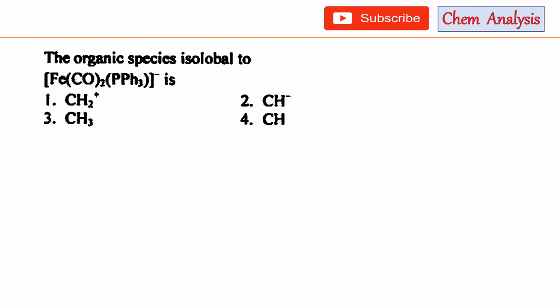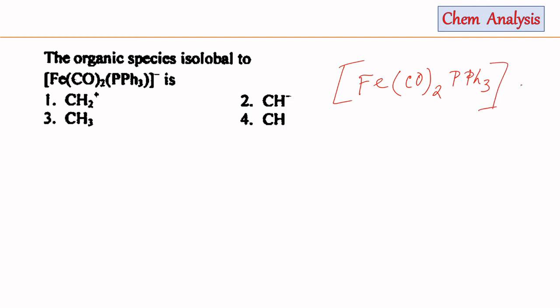And this is also a very simple question. It is from isolobal chemistry. We have to count the number of electrons around the metal center. Here iron is in 0 oxidation state, since carbon monoxide and PPh3 both are neutral ligands. So iron will contribute 8 electrons, 2 carbonyls will contribute a total of 4 electrons, and 1 PPh3, that means 2 electrons, and since there is 1 negative charge, it will contribute 1 electron, that is 8, 4, 12, 14, 15.